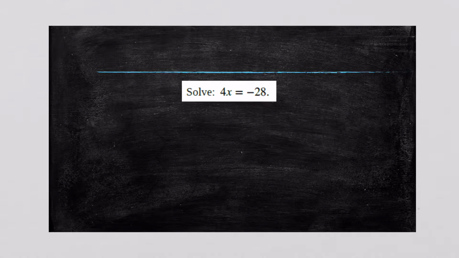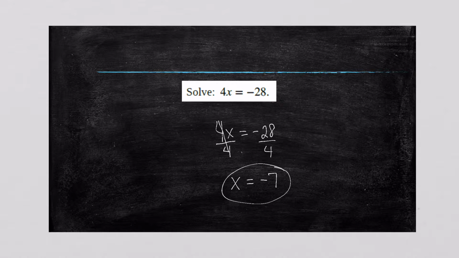Okay, for this problem right here, I've got 4x equals negative 28. Now, what's happening to my variable? It is being multiplied by 4. How do you undo multiplication? You undo multiplication with division. So I have to divide both sides by 4. 4 divided by 4 creates 1. Not 0, it creates 1. And that's what you want in front of that x. You want a 1 there. So x is equal to negative 28 divided by 4, which is negative 7.